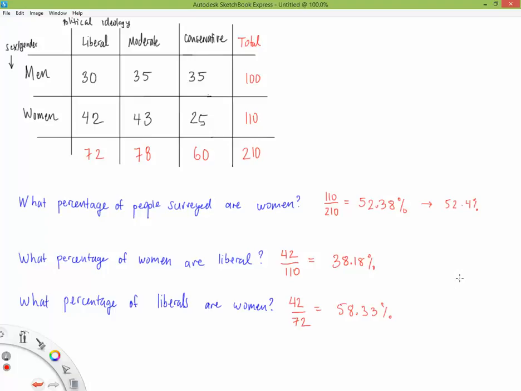Okay? All right. Is this okay with everybody? Okay. Yeah. Or, if you want to round off to one single, it would just be 52%. That's correct. Okay. So, here's a question. Is it more likely for a woman to be liberal than for a man to be liberal?